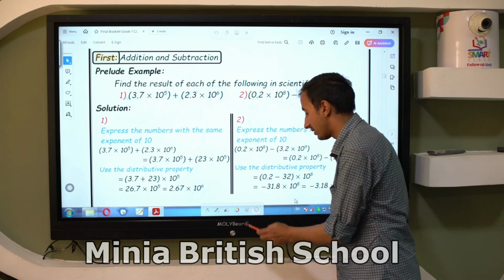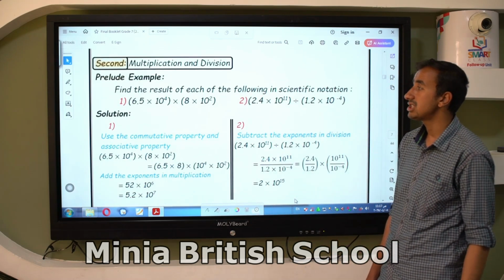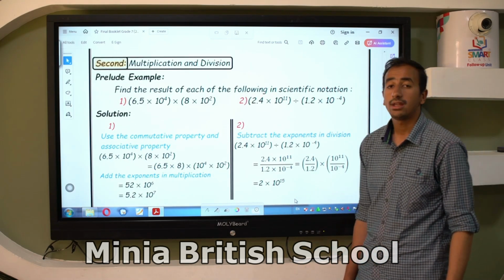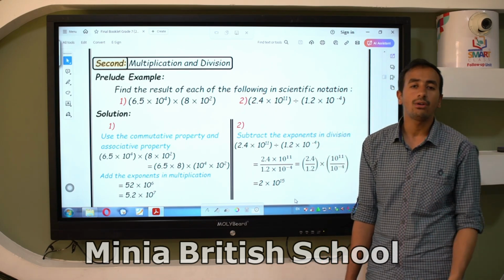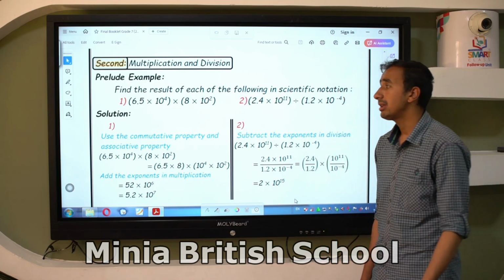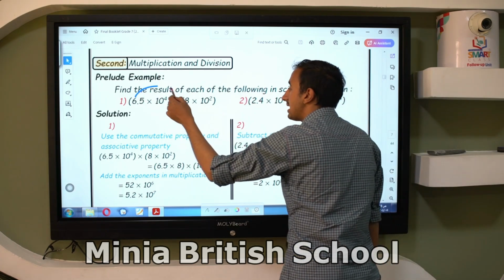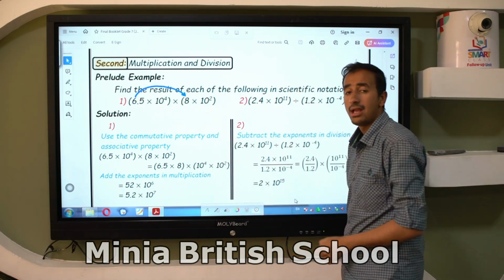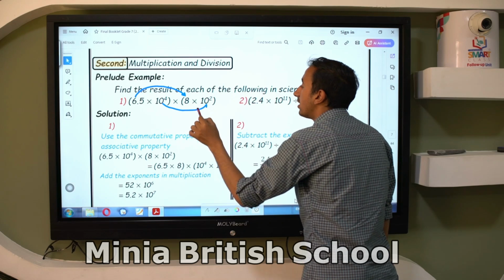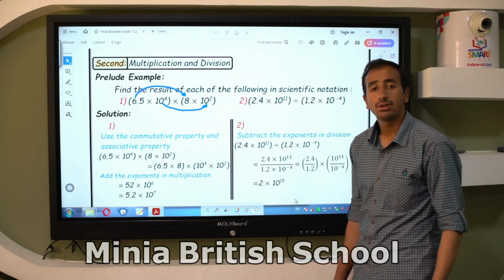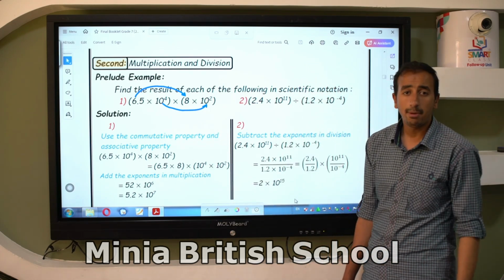That was addition and subtraction. Now we have multiplication and division. Multiplication and division are easier than addition and subtraction. Multiply the number as a decimal by the number, and the exponent by the exponent. When we multiply exponents with the same base, add the power.